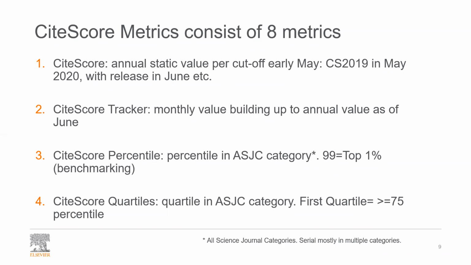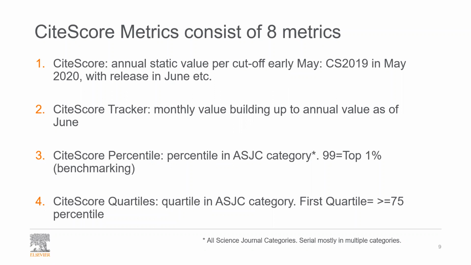The second one is the CiteScore tracker. This tracker is a monthly value building up to the annual value as of June. Every month you can see the fluctuations of the CiteScore value of each journal based on their performance. So before the release of the static CiteScore value, you can track it every month to see the performance of that particular journal on a monthly basis.